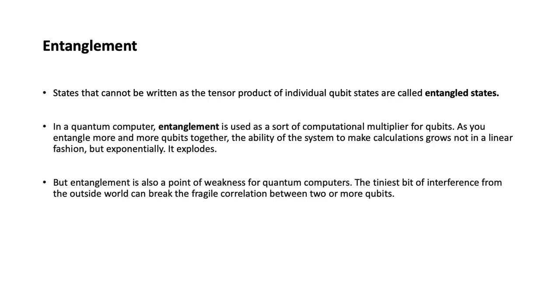So entanglement can have positive effects and negative effects. One of the positive effects is that it gives the system the ability to make calculations that grow not linearly, but exponentially. So entanglement can be responsible for speeding up computations, basically. What is the limitation? The limitation, and the big weakness of quantum computing, is that the tiniest bit of interference from the outside world can break the fragile correlation between two or more qubits. So there are some advantages and disadvantages that we get from entanglement. The speedup is an advantage that can come from having entangled states. The limitation is that the fragile correlations between the qubits can create a big problem.